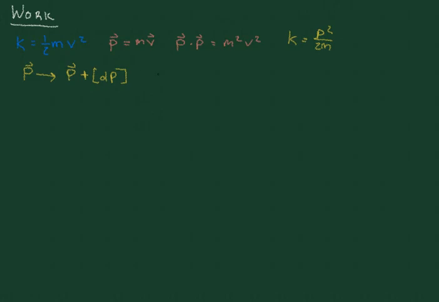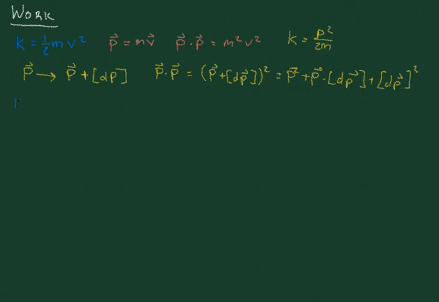Okay? So if we do that, then we notice now p dot p becomes p plus dp squared, which is p squared plus p dot dp plus dp squared.